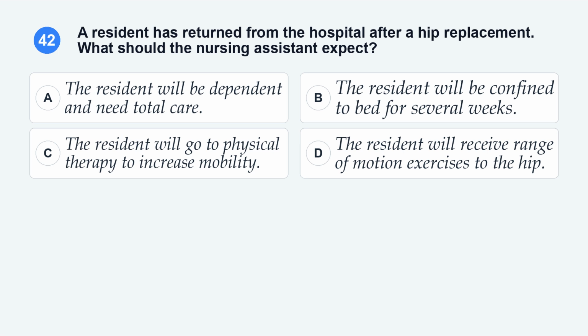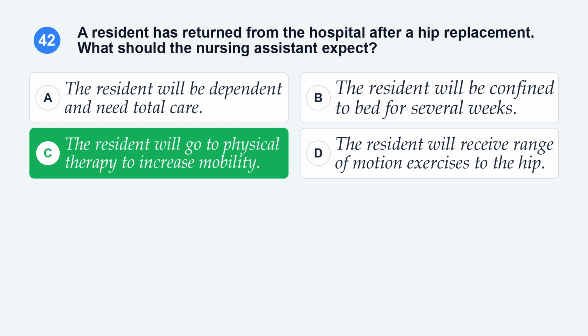What should the nursing assistant expect? Option A. The resident will be dependent and need total care. Option B. The resident will be confined to bed for several weeks. Option C. The resident will go to physical therapy to increase mobility. Option D. The resident will receive range of motion exercises to the hip.